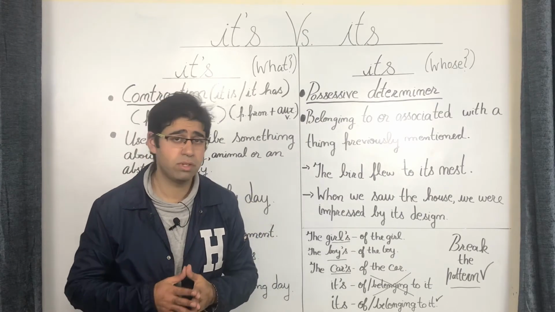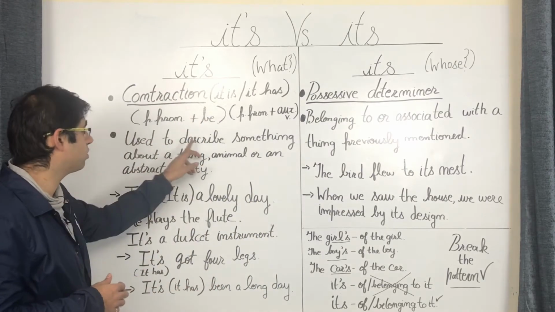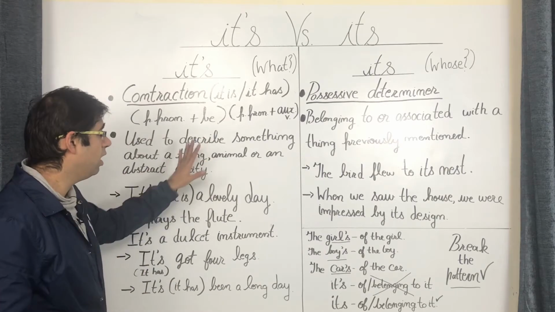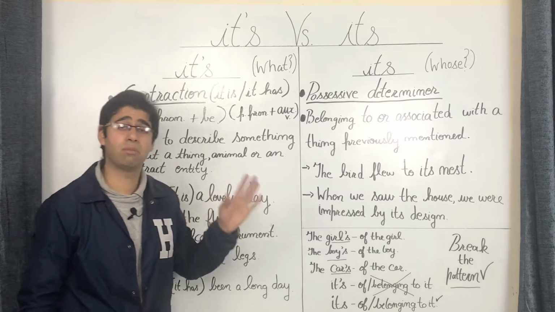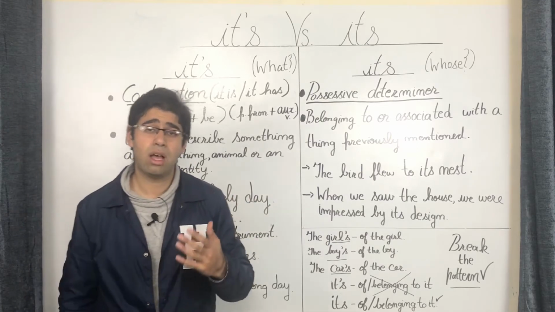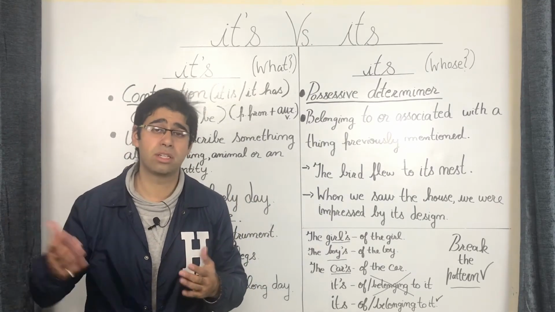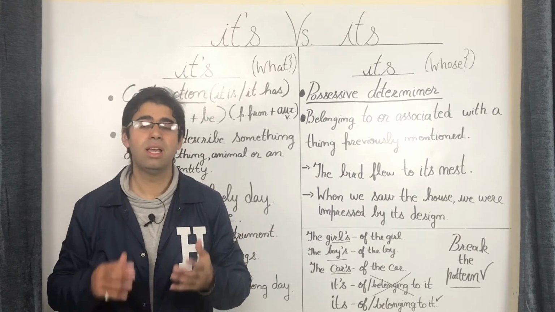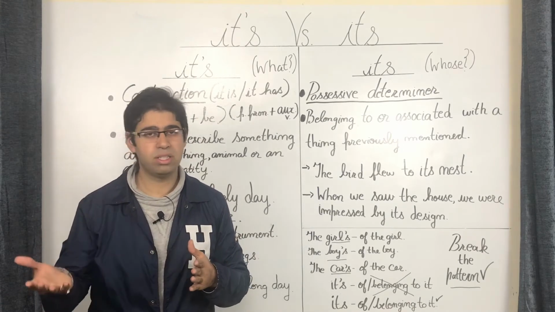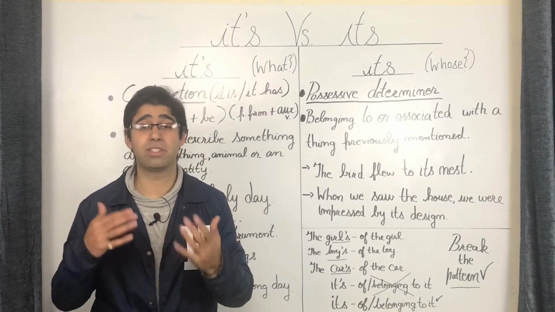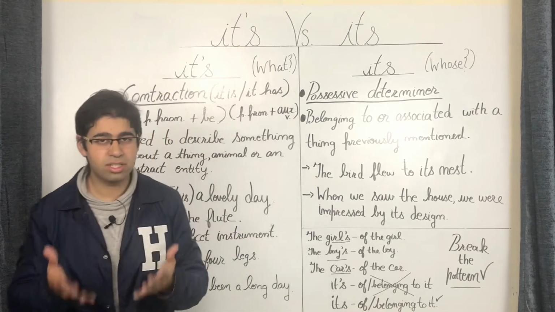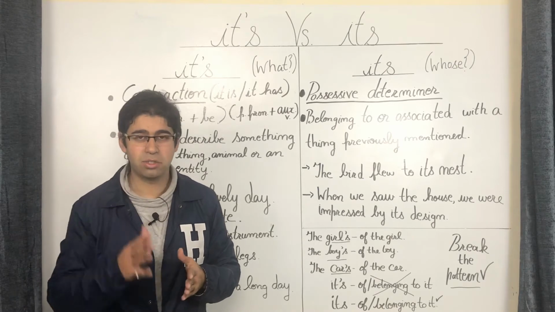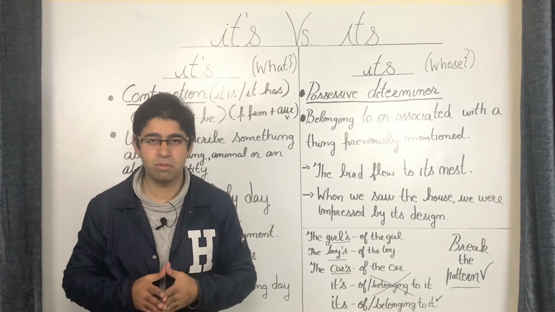Or in other words, we use it's with the apostrophe to describe something about a thing, animal, or an abstract entity. Now, you're clear about things and animals. Abstract entities are all the concepts of the mind, such as feelings, emotions, ideas, all these things which do not possess a physical form. So if you wish to express something about a thing, animal, or sentiments, you're going to use it's with the apostrophe. Let's illustrate that with two sentences.